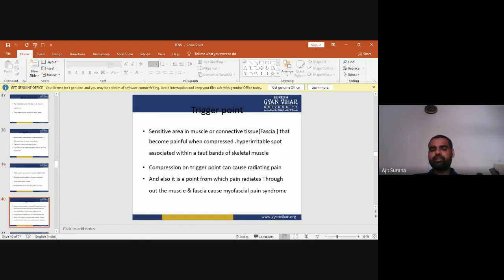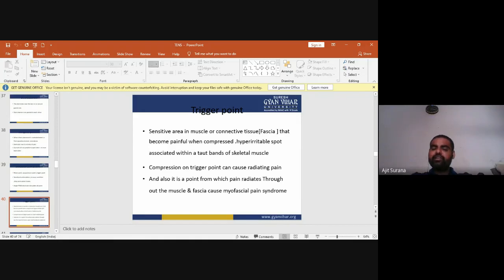Now the trigger points. Trigger points are sensitive areas in the muscle or connective tissue, like fascia, that become painful when compressed.